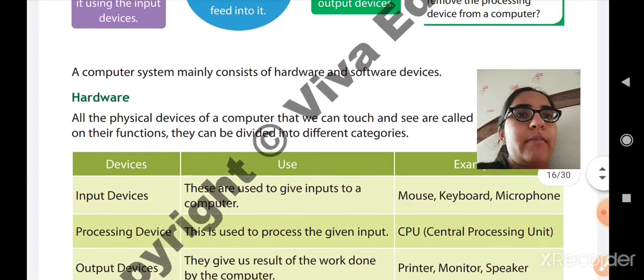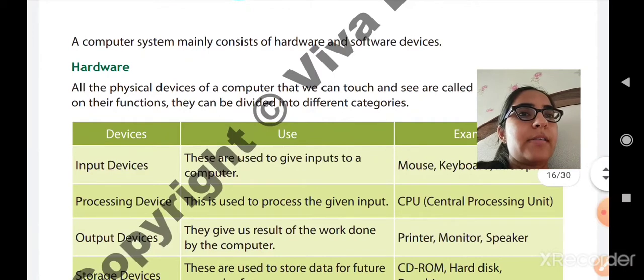First are input devices. The input devices are used to give inputs to the computer. It means that the user instructions or commands are given by the input devices. Examples of input devices are mouse, keyboard and microphone. Then the processing devices. It means the CPU, which is used to perform the operations. This is used to process the given input. If we have given a sum to a computer, then the calculation takes place in the central processing unit. So it is used to perform the process or the calculation. The example of a processing device is the CPU, that is, the central processing unit.